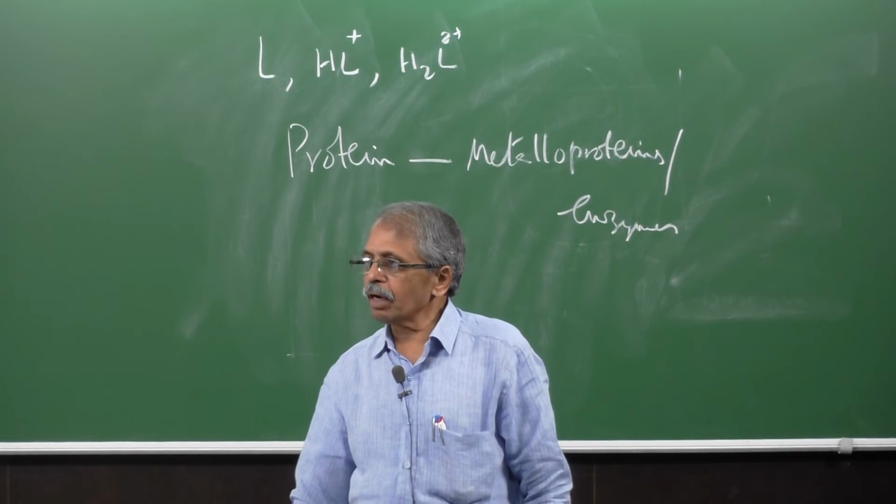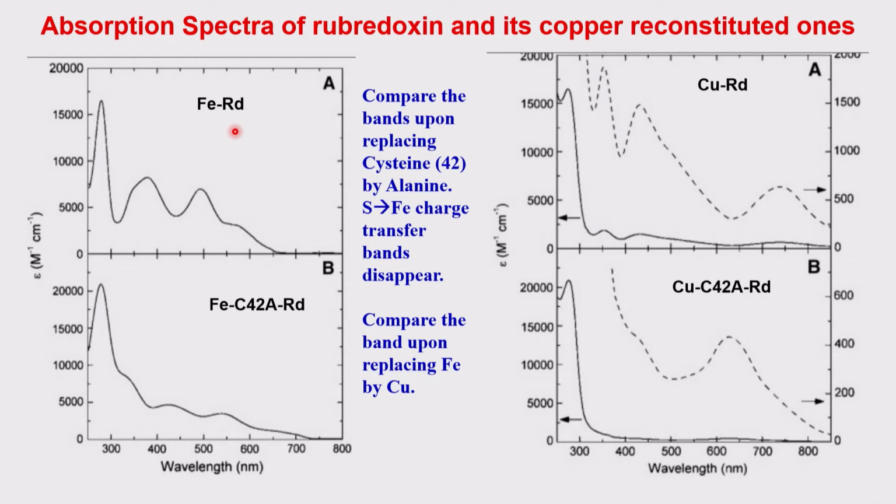Now take one example, the iron rubredoxin. You don't need to know more details of that. If you are interested, you can easily Google it and find out. Rubredoxin is an iron sulfur protein, where the iron is bonded by 4 cysteine moieties. The absorption spectrum has a strong charge transfer, which can come from the sulfur to the iron. Now this charge transfer is coming from the cysteine, and the cysteine is bonded here.